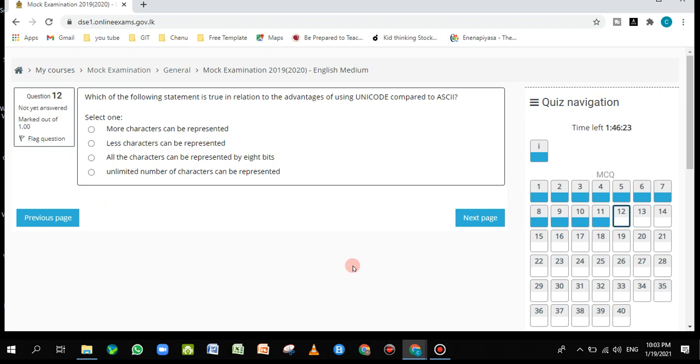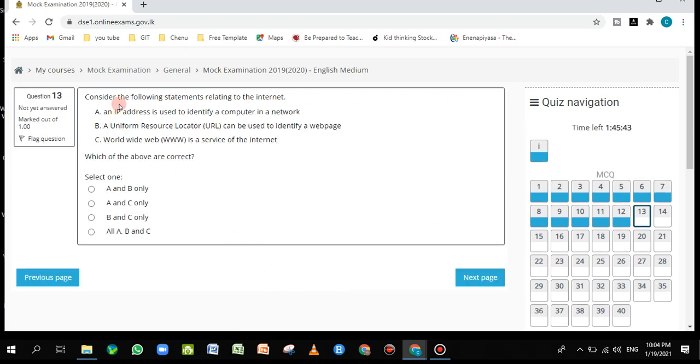It says which of the following statements is true in relation to the advantages of using Unicode compared to ASCII. Now when we consider Unicode, it has so many combinations. It can have so many characters represented, because the number of combinations is much larger, which means you can show so many symbols rather than ASCII. So we can say more characters can be represented. That is true. Then we'll go to the next one.